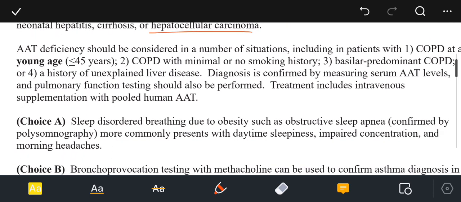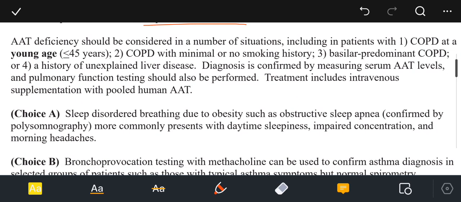AAT deficiency should be considered in a number of situations, including a patient with COPD at a young age, that is less than or equal to 45 years, COPD with minimal or no smoking history, basilar predominant COPD, or a history of unexplained liver disease. Diagnosis is confirmed by measuring the alpha 1 antitrypsin levels, and pulmonary function testing should be performed. Treatment includes intravenous supplementation with pooled human AAT.